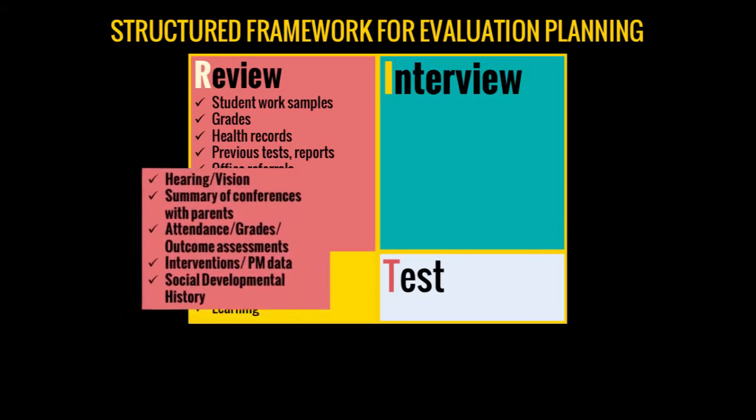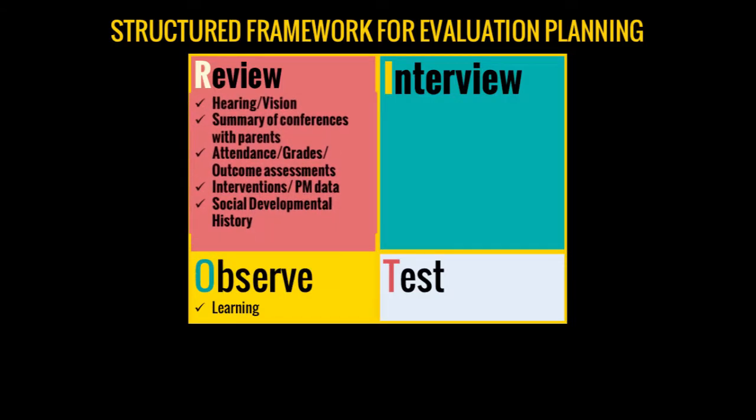Some of the examples of the required screenings and evaluations that would go under the area of review are hearing and vision screenings, summaries of conferences with parents, attendance, grades, outcome assessments, interventions and progress monitoring data, and the social and developmental history.